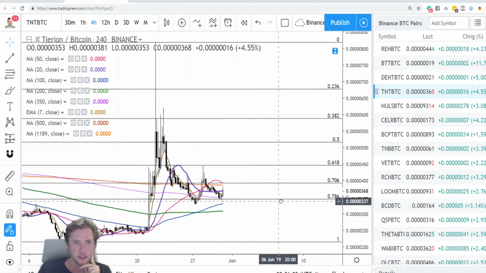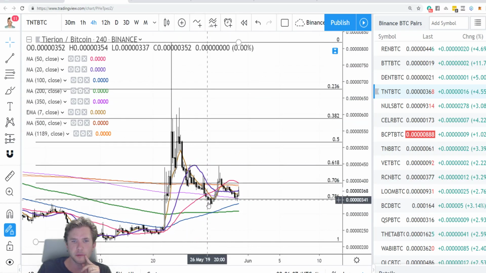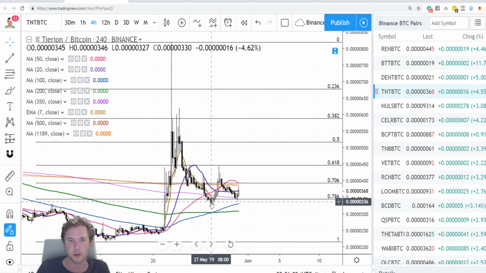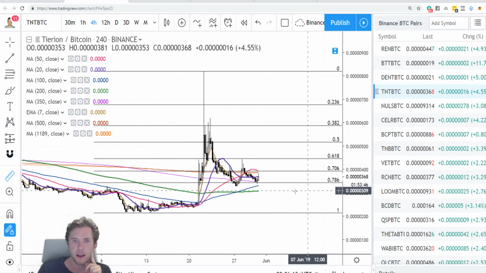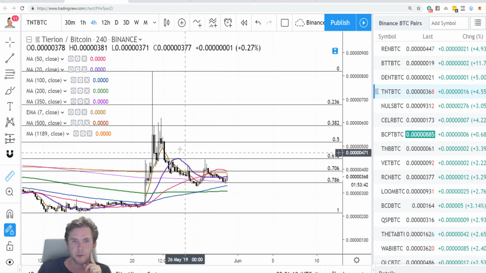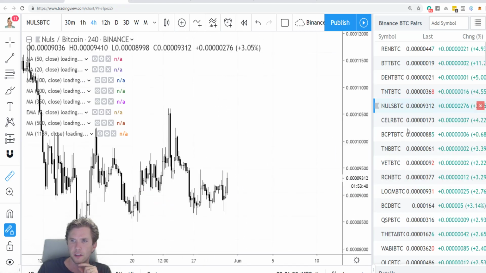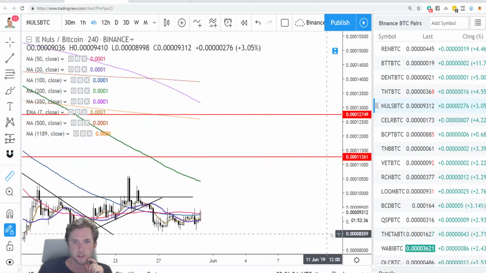TNT. I don't like to buy coins like this. You can oftentimes buy on the 786 and sell at the 618, and you can see that's what it did here, a 30% gain. I don't usually like to buy until I see some sort of confirmation break of this downtrend. And Knowles is interesting.